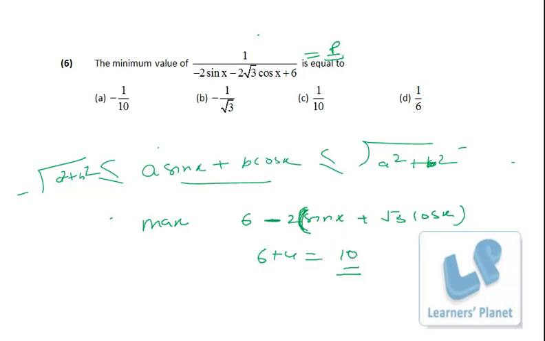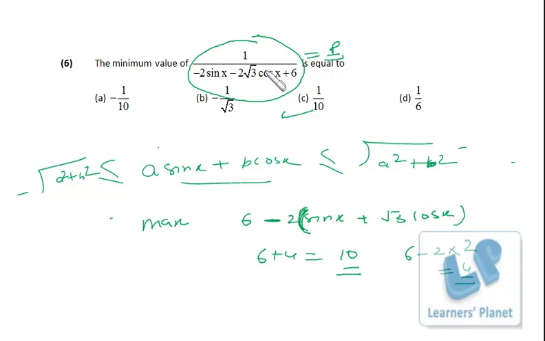And definitely the minimum value will be 6 minus 2 into sin x plus root 3 cos x. If I take sin x plus root 3 cos x as positive 2, then I'll be getting the minimum value, that is 4. So I have to find out the minimum value of this expression. For that, the denominator should be maximum. So the maximum denominator is 10. That means the minimum value of P is 1 by 10. And if the minimum denominator is 4, then the maximum value of P is 1 by 4.